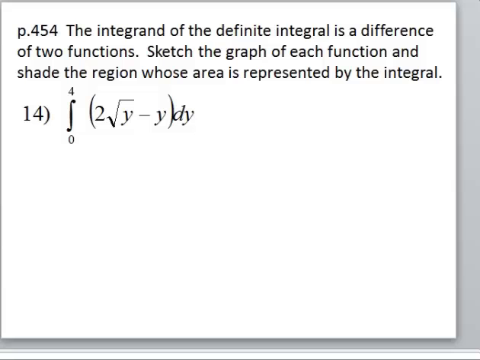Alright, in this next problem, we were supposed to sketch the graph of the function and shade the region whose area is represented by the integral. Now I will mention that this one's a bit different because it's a dy problem, meaning that my integral bounds are talking about the y-axis. My first function is 2 square root of y, and my second function is just y. In order to graph these, you may find it easier to make a t-chart.